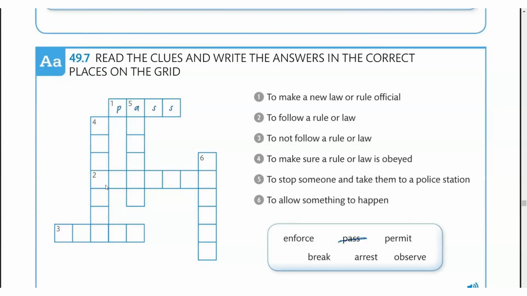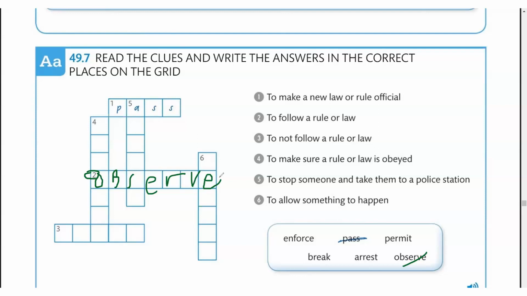Let's go to number 2, to follow a rule or law. So which one is to follow? And again, you can pause the video and try it on your own. And so we're going to 2 across. So we have to make sure we have enough space. So here we are, 2 across. And the answer is observe. Observe. So we'll go ahead and bear with me. We're just going to freehand this into our blanks to observe. All right, great.